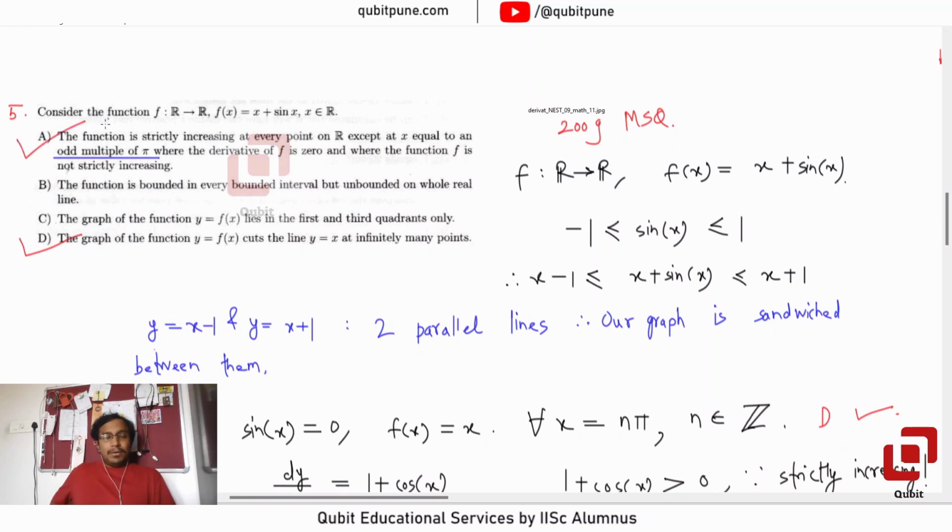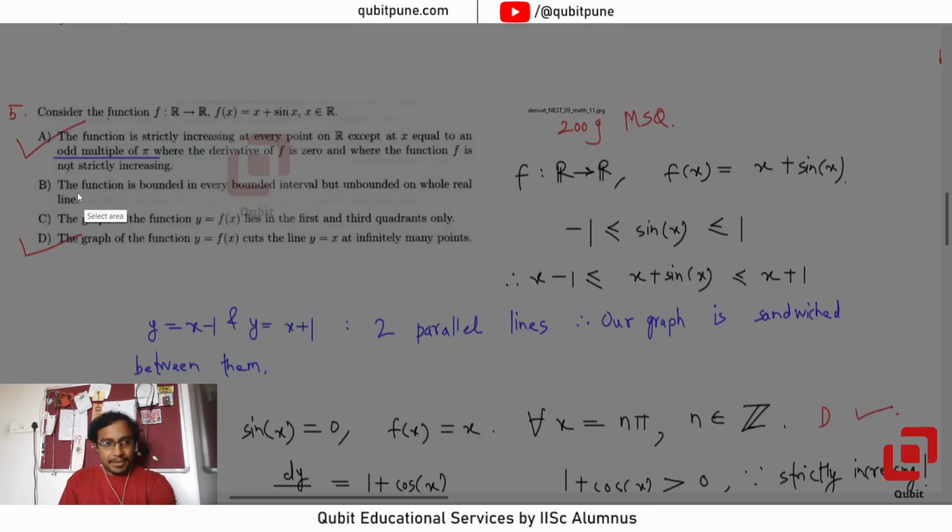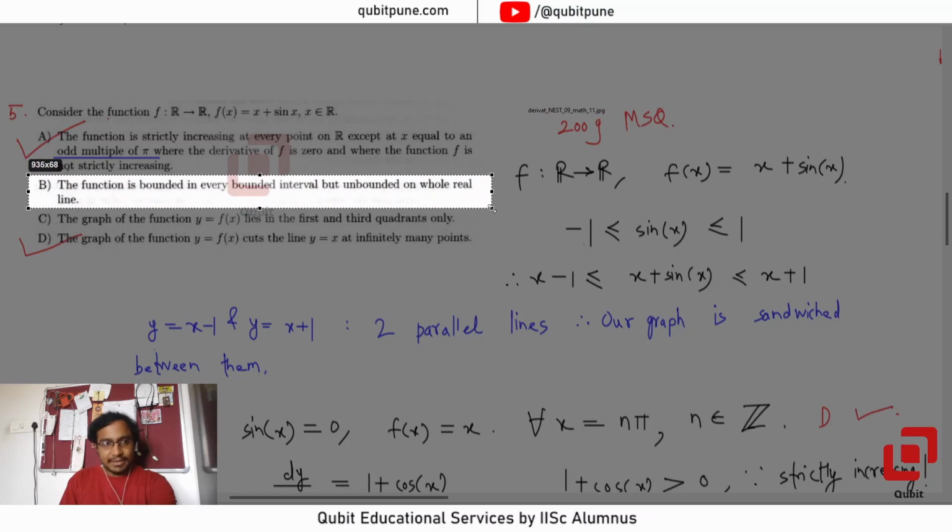Okay, now let us come to B and let's make use of the text that we have written in the blue color. The function is bounded in every bounded interval but unbounded on the whole real line. That is true. Now how are we going to justify that?